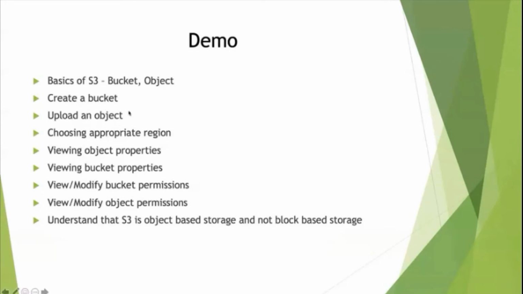Okay, so we will go to the demo. We will see how to create a bucket and how to create an object. We will go ahead and upload an object, and then we will choose an appropriate region for creating the bucket. We will view some of the object properties and some of the bucket properties. We will go ahead and look at some of the permissions in terms of access control lists and bucket policies, and how to modify them.